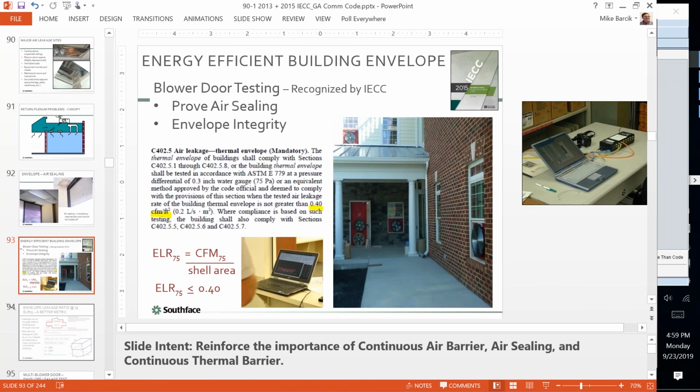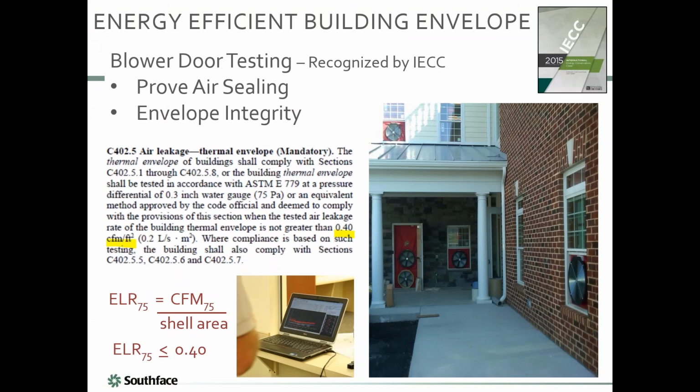The IECC actually credits you for proving air sealing. One way of doing it, it's an optional way, is to do a blower door test at 75 pascals. And here you're usually going to use multiple blower door fans. This is a building that we were testing in Virginia, and we used, I think, half a dozen blower doors. You can see 1, 2, 3, 4, 5. I think another one's on another door.